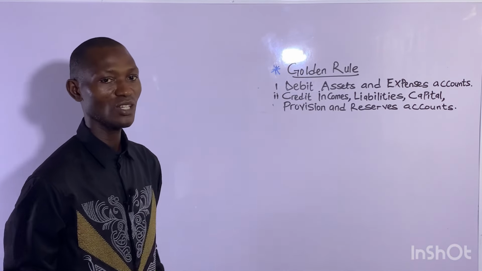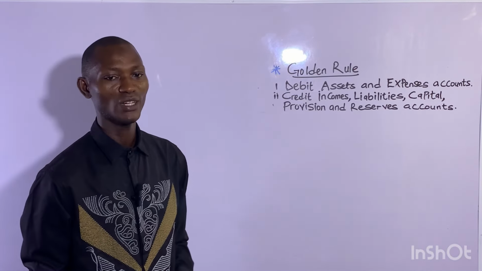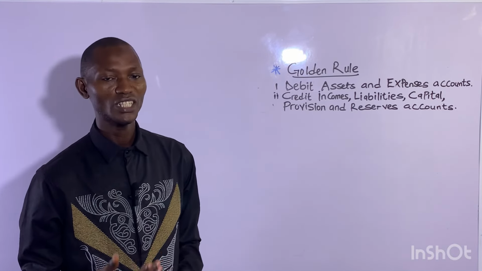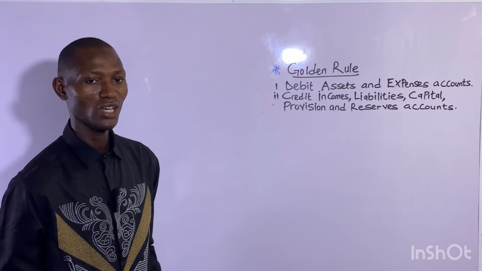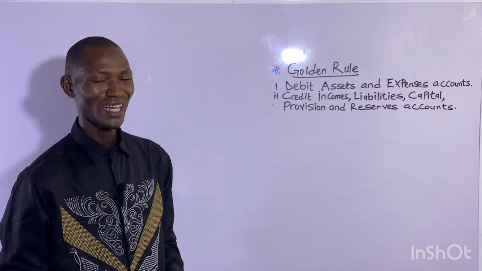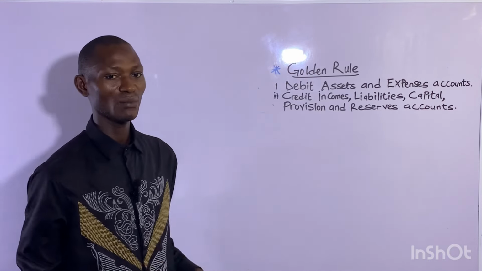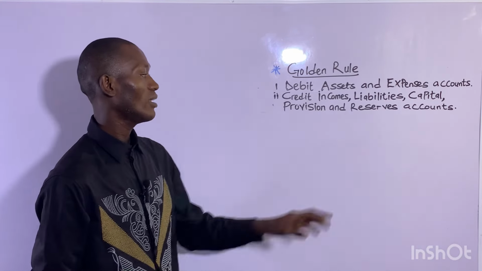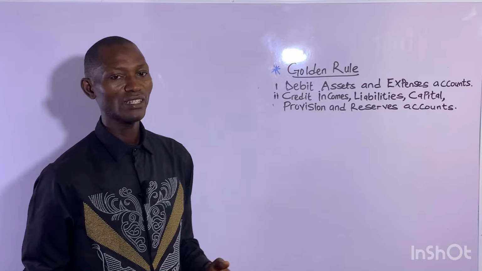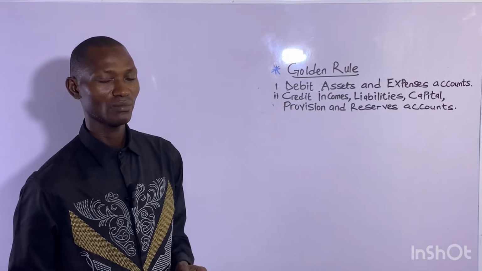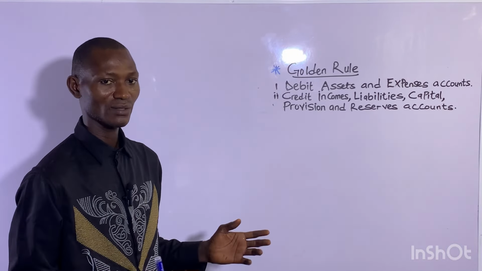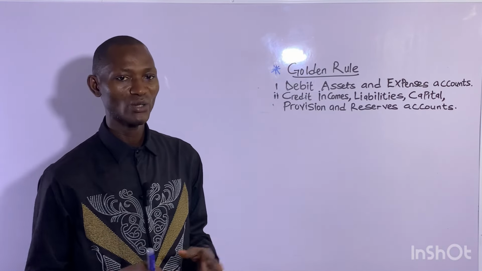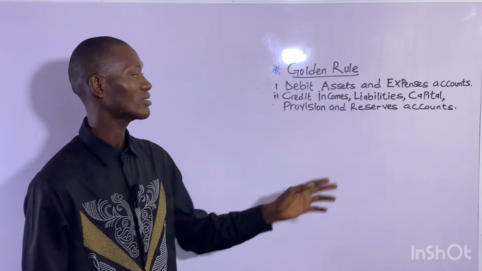Incomes must be credited. Incomes accounts like, let's say, sales account, discounts received, commission received, decrease in provision for bad debts, interest received, and so on and so forth. All those are examples of incomes, and incomes accounts, all of them must be credited. Liabilities. Liabilities can be short term or long term. Whether it's short term, that's current liabilities, or long term, they must have a credit balance. They must be credited. That's what we mean.